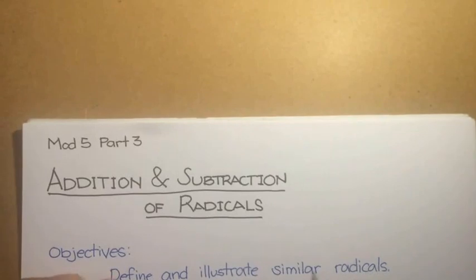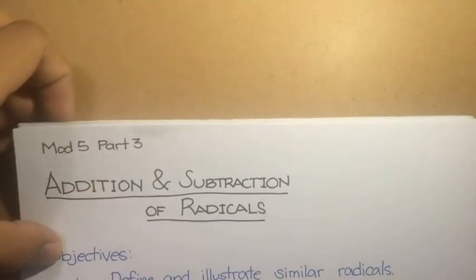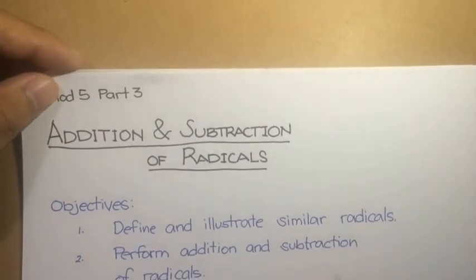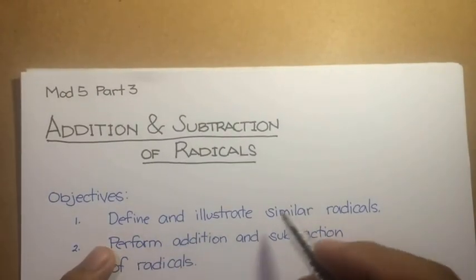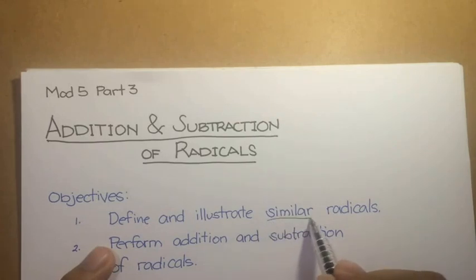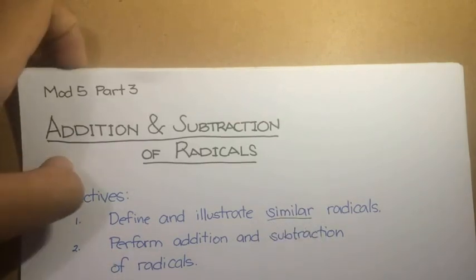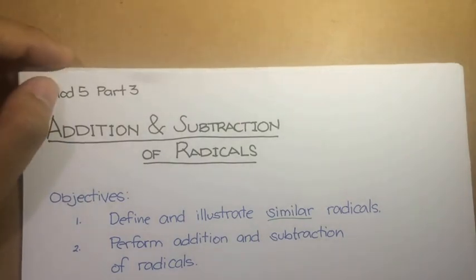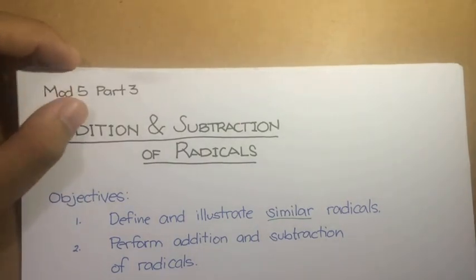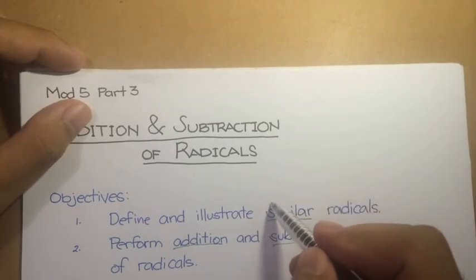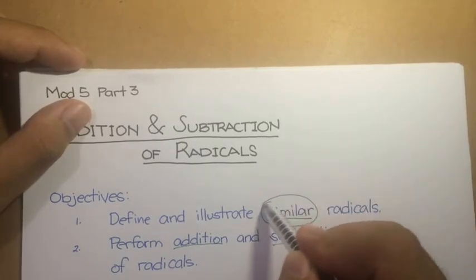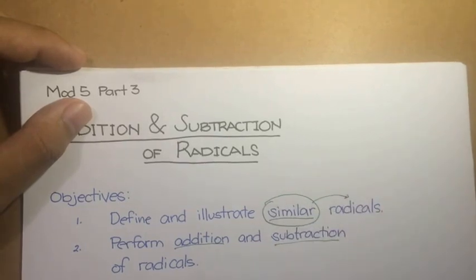This lecture is about the addition and subtraction of radicals. For this lecture, we have two objectives. First, we are to define and illustrate what similar radicals are. Then, after defining what similar radicals are and knowing more about them, we are now ready to perform addition and subtraction of radicals.